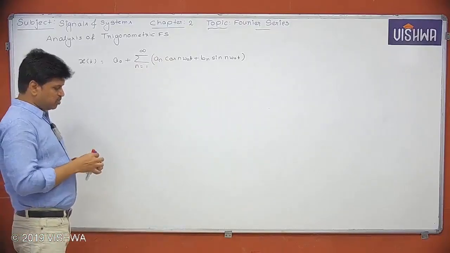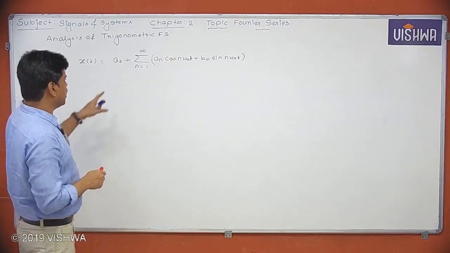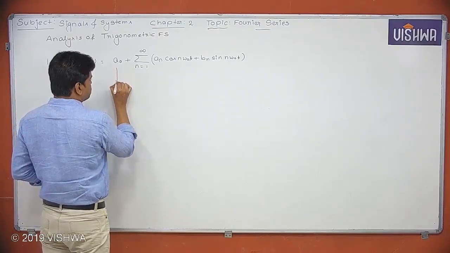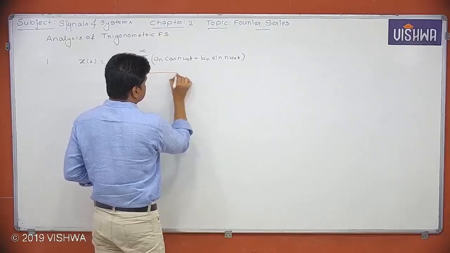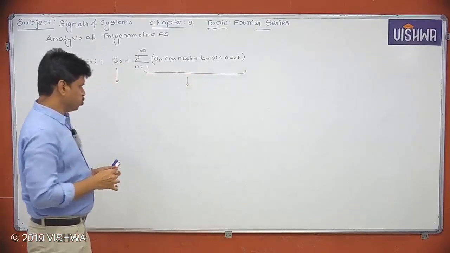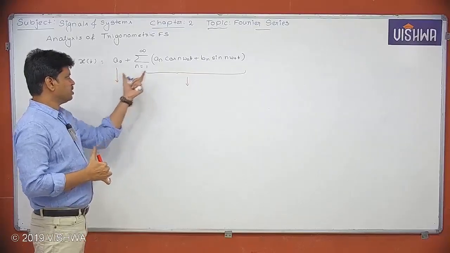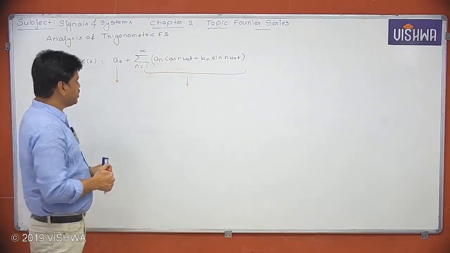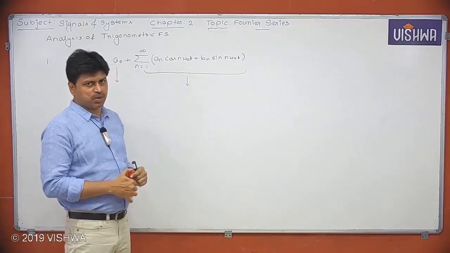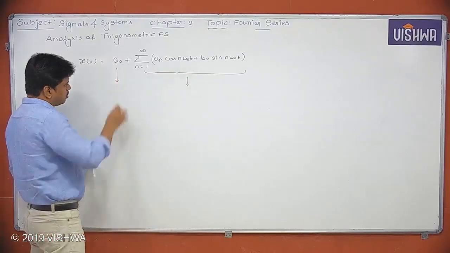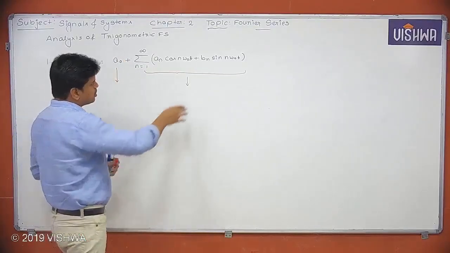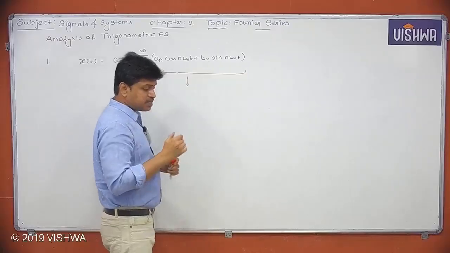Now observe in this the term a0. What does this a0 indicate? And what is this total part? If I divide this expansion into two parts, one is this part, another one is this part. Can you name what this part is? Okay, listen carefully. This part indicates the DC component. This total part indicates the AC component.